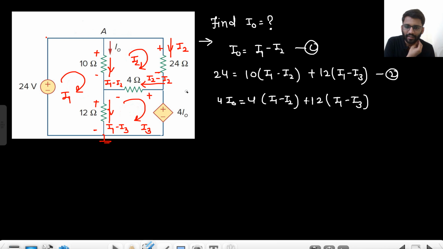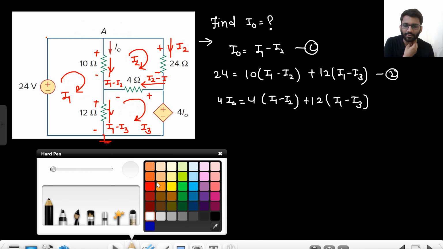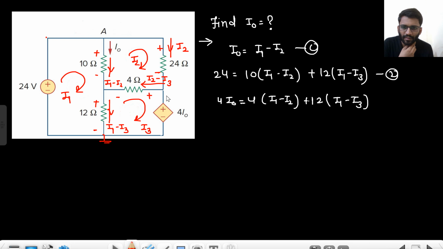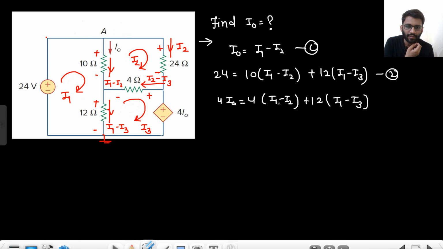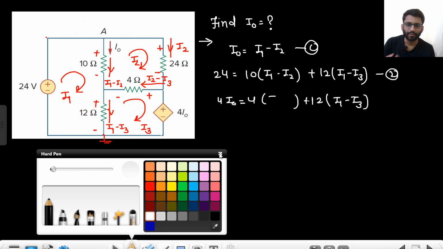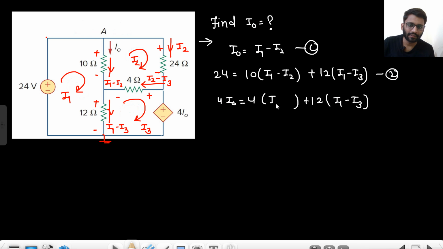So this is, I'm writing I2 minus I3, it should be 4 (I2 minus I3). So this current is basically I2 minus I3. Okay, there was a small error. So 4 I naught minus 4 into (I2 minus I3) minus 12 (I1 minus I3). So I can write it as equal. So positive ones at this side, negative ones at this side.